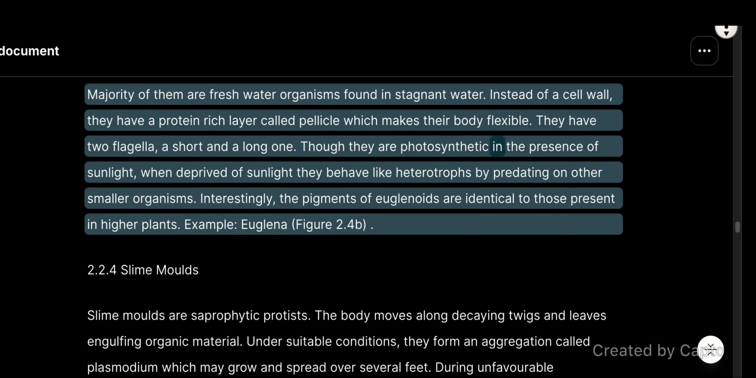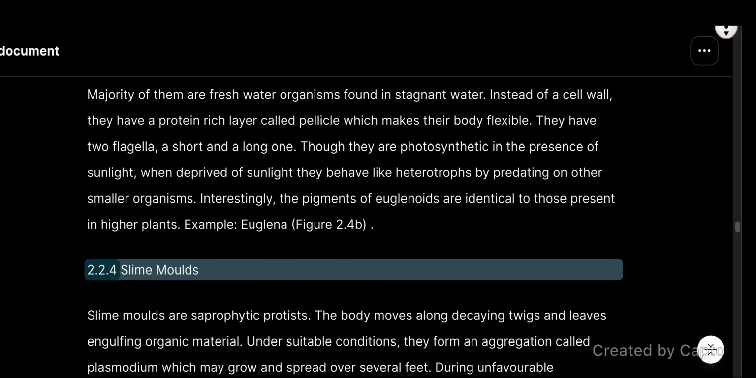Though they are photosynthetic in the presence of sunlight, when deprived of sunlight, they behave like heterotrophs by predating on other smaller organisms. Interestingly, the pigments of euglenoids are identical to those present in higher plants. Example: Euglena, figure 2.4b.